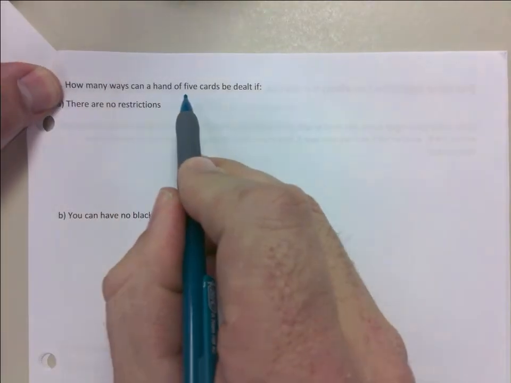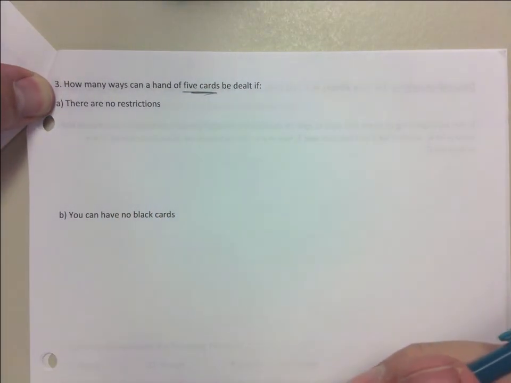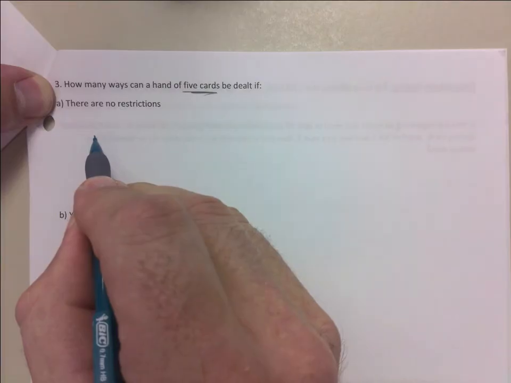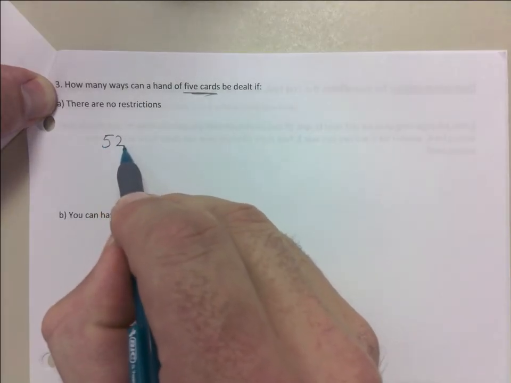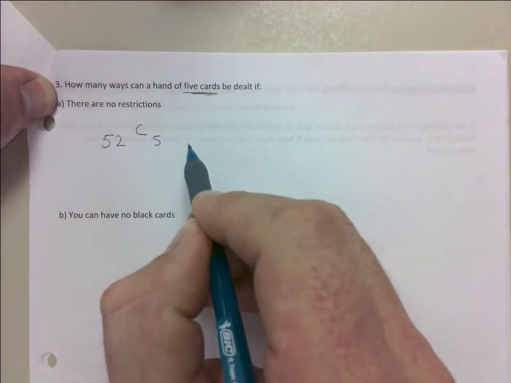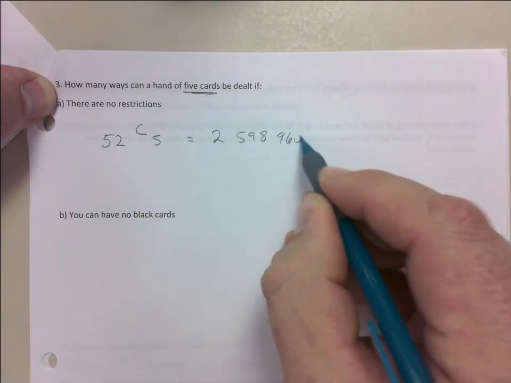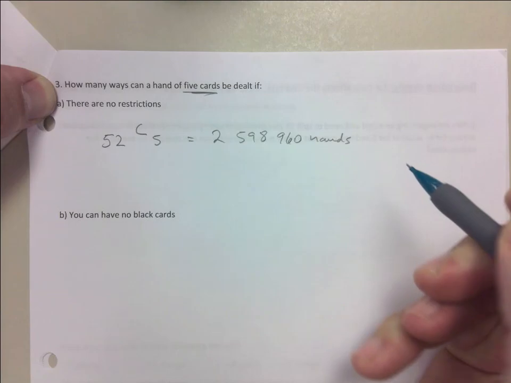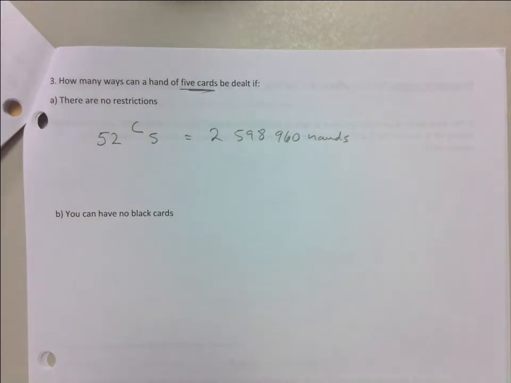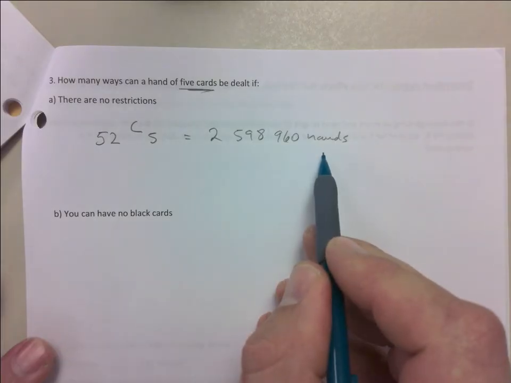But how many ways can a hand of 5 be dealt if there are no restrictions? No restrictions. Combinations, correct? This is back to 54. I'm rushing a little bit, I know. We've got 52 cards, and we're just going to choose 5. That's 2,598,960 hands. Order does not matter. Whether you have the ace first on the left of your hand or ace at the back, it doesn't matter. We don't care about that. So that's how many hands.